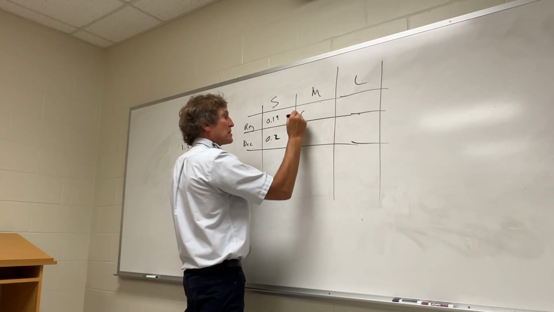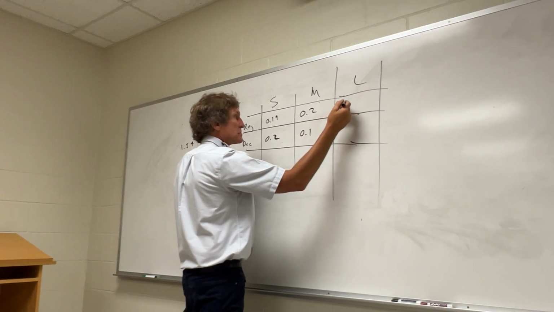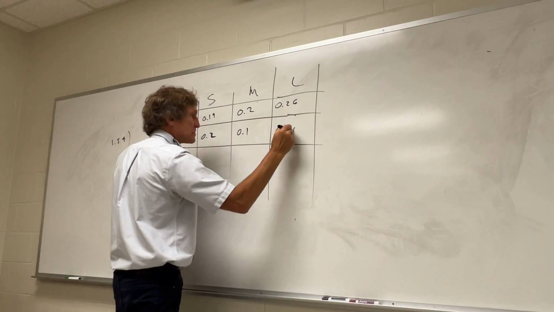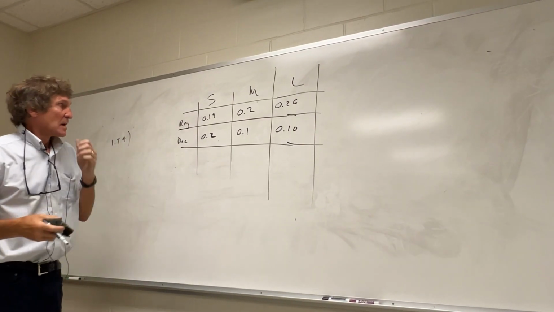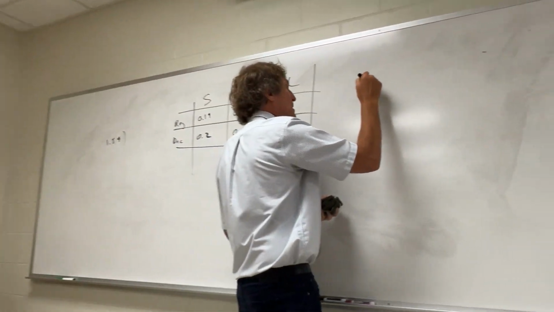20%. Here? Yes. 10%. 26%. And then 10%. Okay. And then the first question is, what's the probability that the individual purchased a small cup?